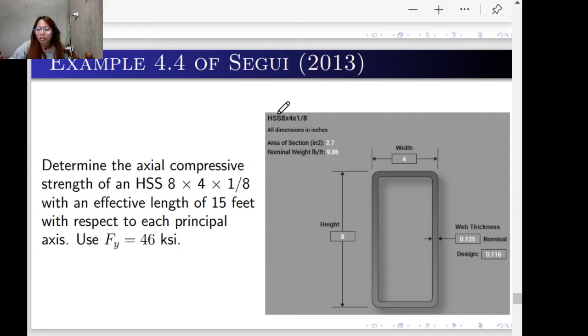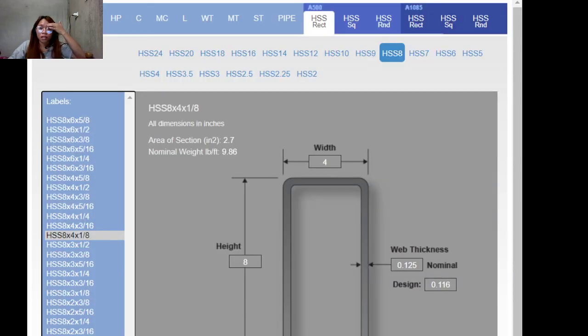To determine the properties, I think I discussed this one in the AISC manual. Let me show you. I think I posted the link for this one. Yes, there are different sections like W, M, S, HP, C, MC, L, and since the problem is HSS, we try to see under the HSS specification.